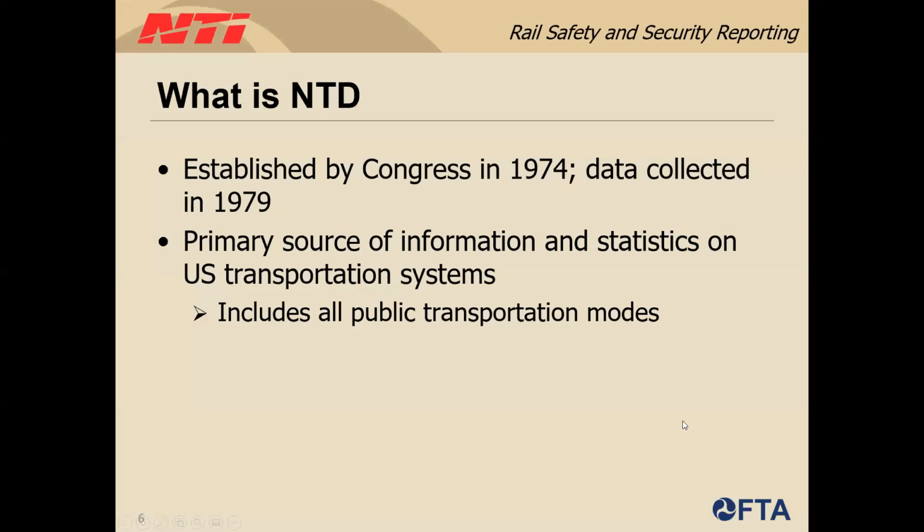In 1974, Congress established the National Transit Database Program as a means to collect information and statistics on transit systems in the United States. The first data was collected in 1979 via paper reports. Since then, the NTD has evolved into the nation's primary source of information and statistics on transit systems.